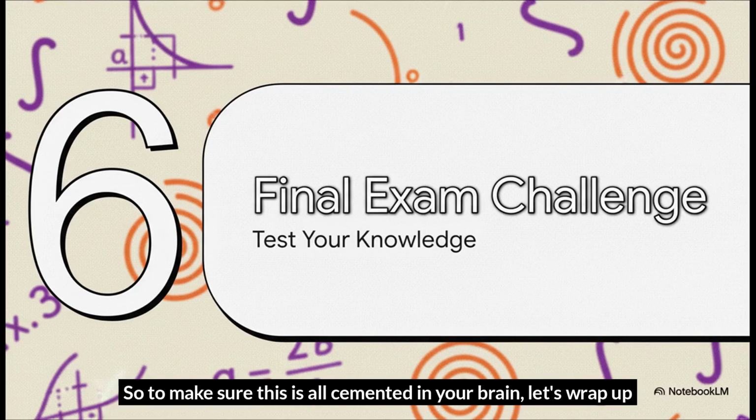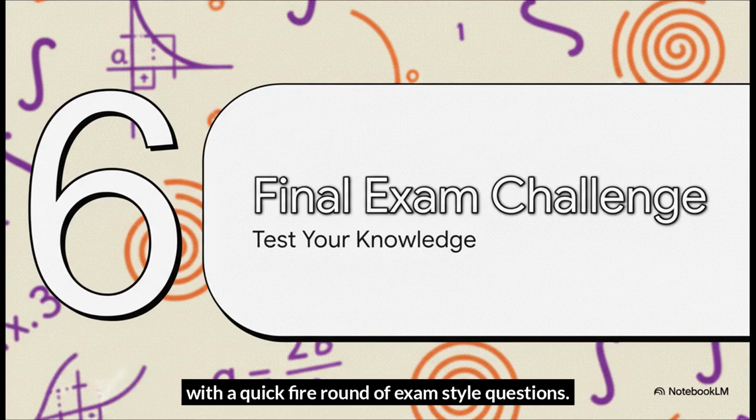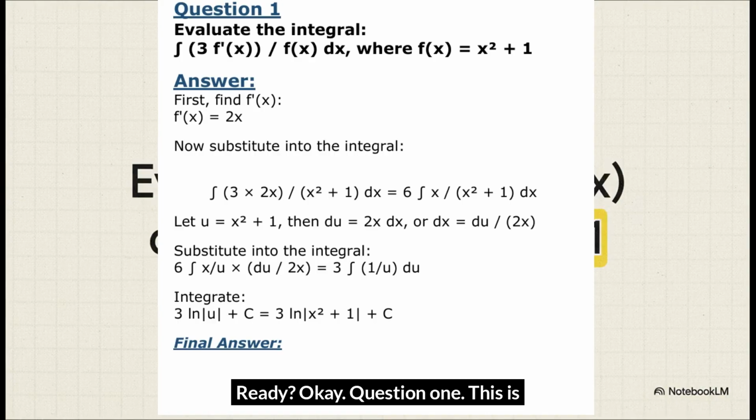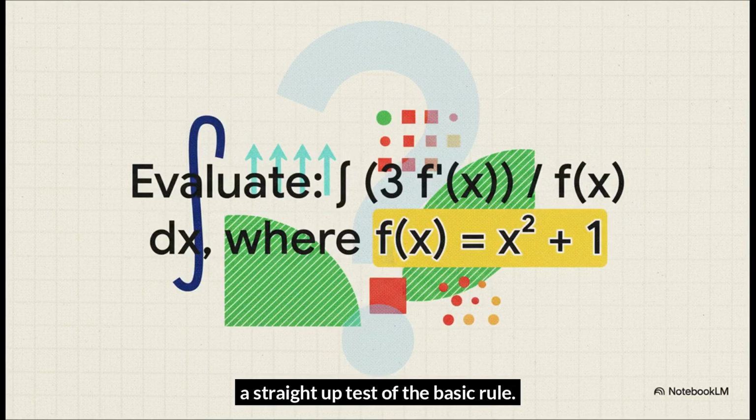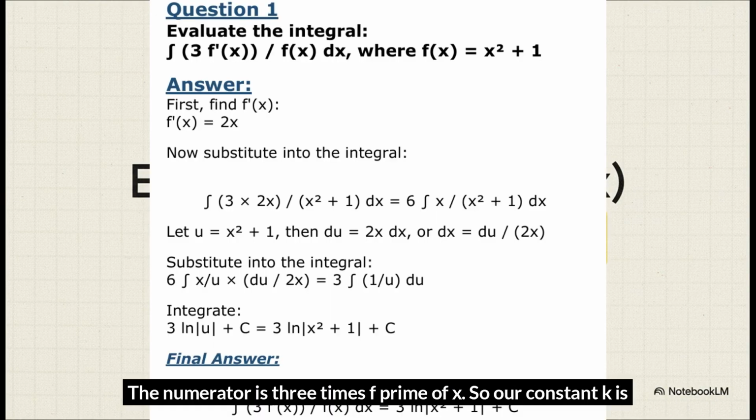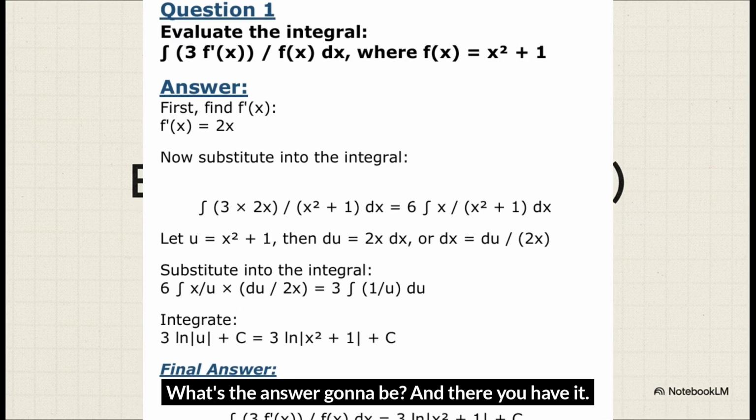So, to make sure this is all cemented in your brain, let's wrap up with a quick-fire round of exam-style questions. Ready? Okay, question 1. This is a straight-up test of the basic rule. The numerator is 3 times f prime of x, so our constant k is 3. Take a second. What's the answer going to be?